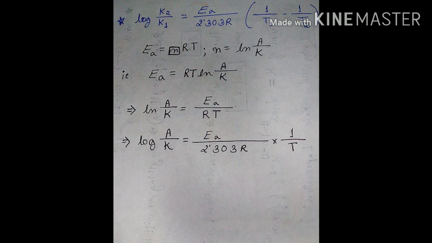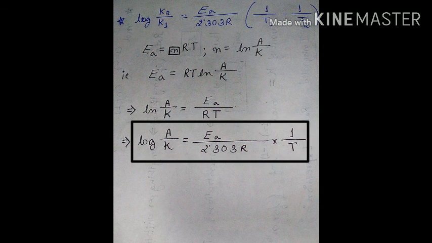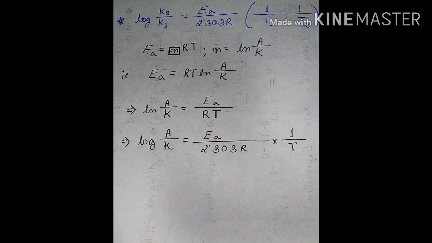So it was Ea is equal to RT ln A by K. In the next step, I have performed a few rearrangements and finally arrived at the expression log A by K is equal to Ea by 2.303 R into 1 by T. After arriving at this formula, we can easily write our actual formula.